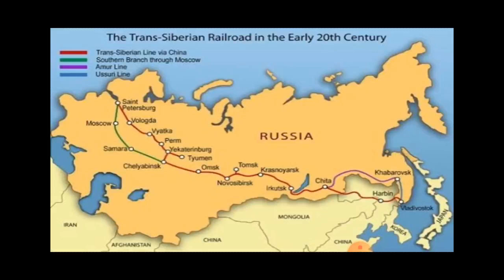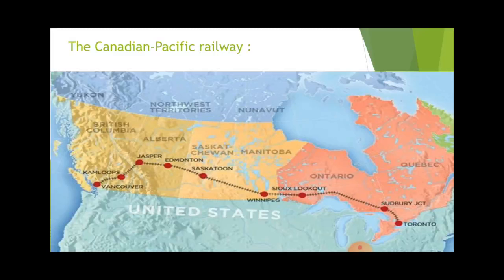Now you can see the Trans-Siberian Railroad that is in Russia from Vladivostok to St. Petersburg. So this is the Trans-Siberian Railroad which is used to go from one end to the other end of the continent in Russia. Now the next is the Canadian Pacific Railway from Vancouver to Toronto. This is another transcontinental railway from one end to the other end of the continent.